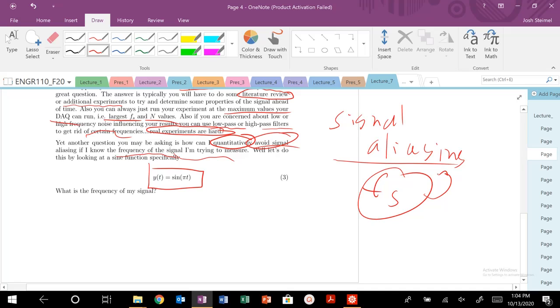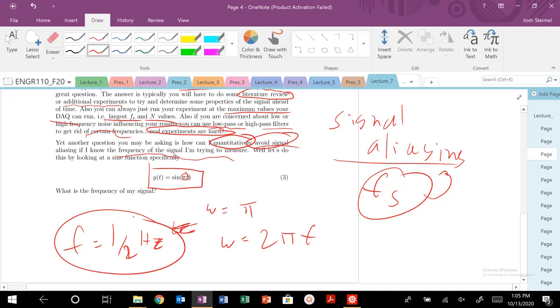So let's go ahead and look at this sine signal. What is the frequency of this signal? Well, I know the frequency is omega, which is in units of radians, so omega equals pi. But again, we want to write everything in terms of cyclical frequency, so omega equals 2 pi f. So if omega equals pi, the frequency is equal to 1/2 hertz. So that's what we're dealing with in terms of our signal.